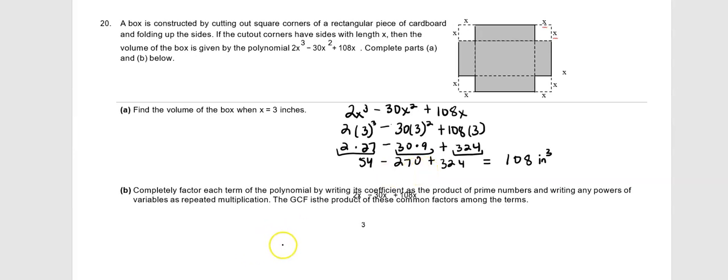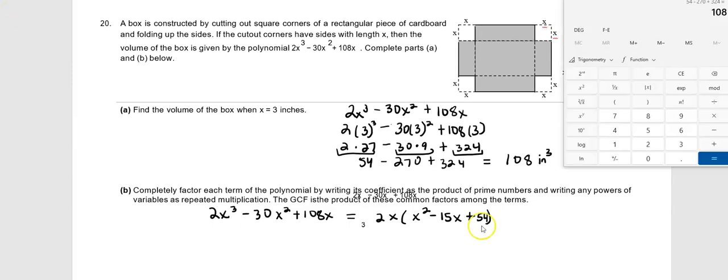And next we're asked to completely factor the polynomial 2x to the third minus 30x squared plus 108x. So 2x is the GCF of the polynomial, and when we factor out 2x, that leaves x squared minus 15x plus 54.